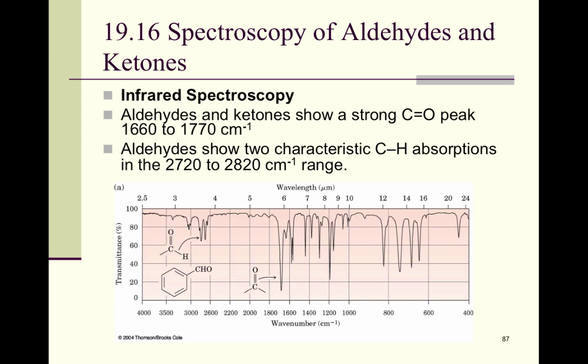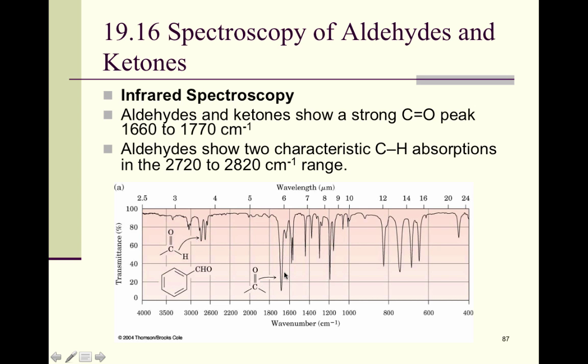Spectroscopy of aldehydes and ketones. So we have a pretty good peak for aldehydes and ketones for the carbonyl group. We can see that between 1660 and 1770. We've seen this carbonyl group with a bunch of different kinds of compounds, so be sure to look for that group. That's one of its big identifiers here. Aldehydes will also show a characteristic carbon-hydrogen absorption at about 2730 to 2830, so that would be right in this range here.